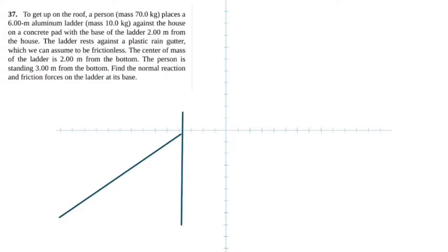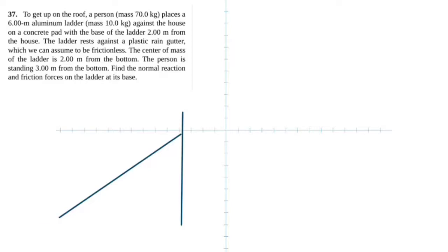Which brings us to the last question in this review. You have a ladder here kept inclined, and it has a length of 6 meters and a mass of 10 kilograms. There is a person of mass 70 kilograms standing 3 meters from the bottom. The center of mass of the ladder is 2 meters from the bottom. You have to find the normal reaction and friction forces on the ladder at its base.